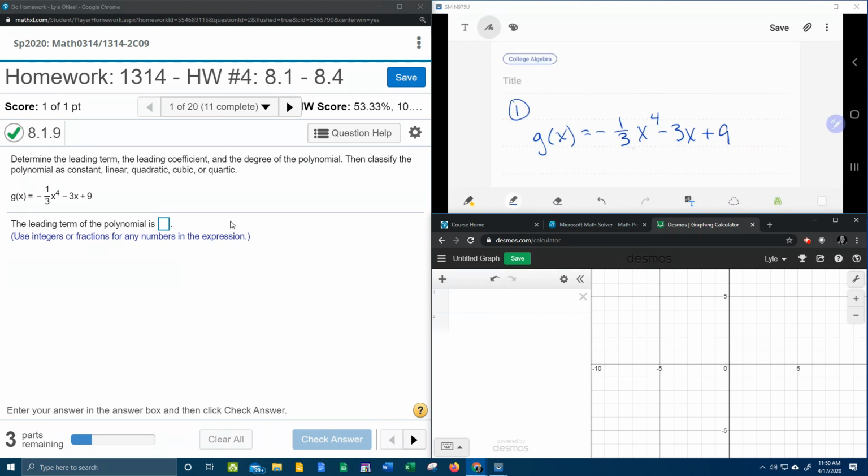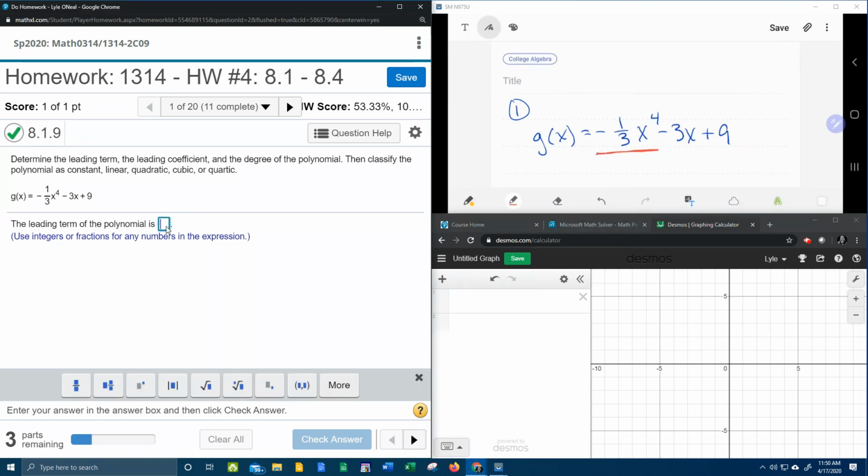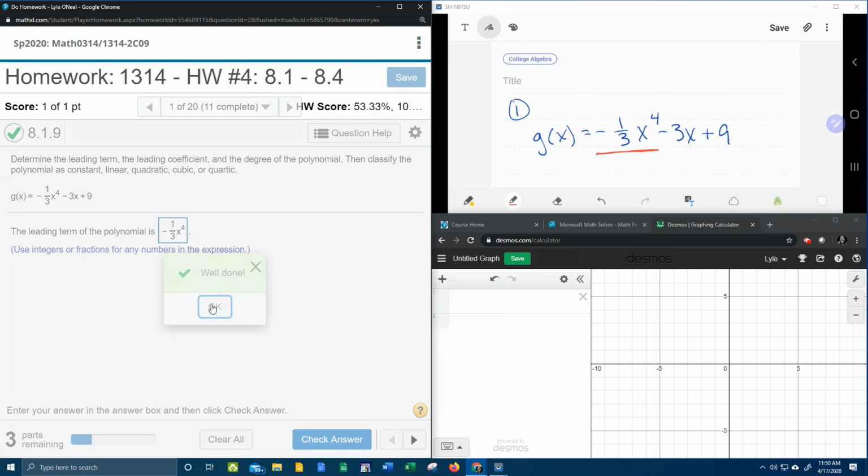So here, this polynomial has three terms. The leading term is going to be the term with the biggest exponent. So negative 1/3 x to the fourth is going to be our leading term. And typing that in to see if we're right. Negative 1/3 x to the fourth. Yes. All right.